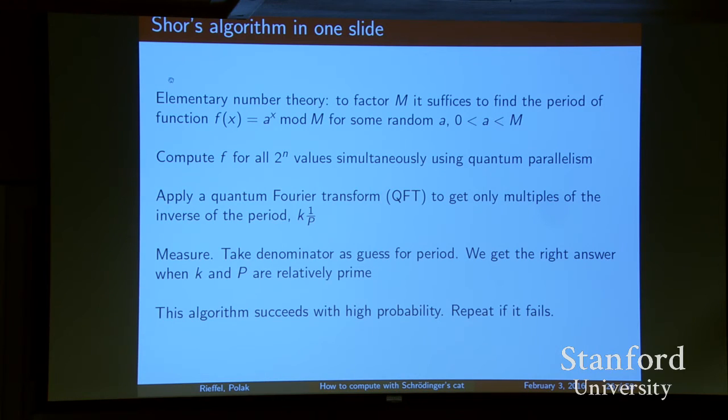And here's Shor's algorithm on one slide. What we know from number theory is that we can factor the number m if we can find the period of a function f defined here, where a is some random value that we pick. And if we can compute the period of f, we can factor m.